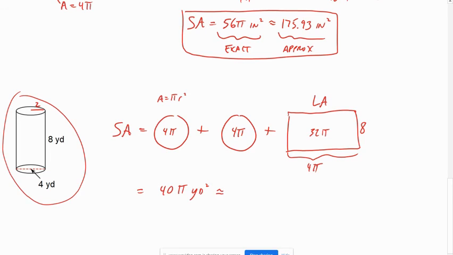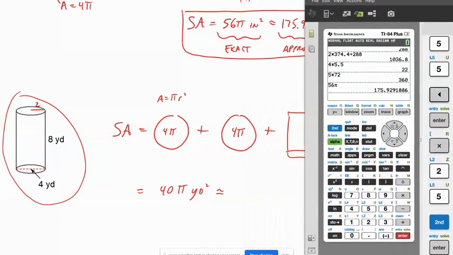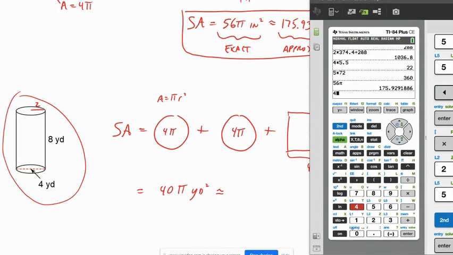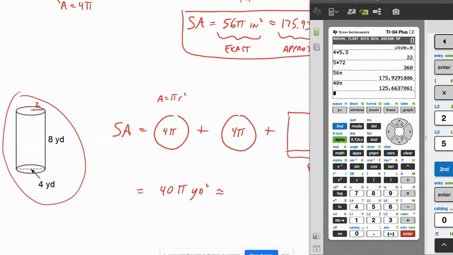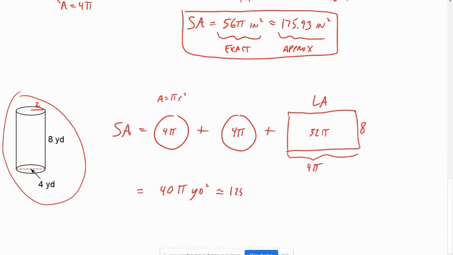And then we want to approximate that. 40 pi is about 125.66 square yards. Okay, so again, always write both answers. Write your exact answer and your approximation to the hundredths place.